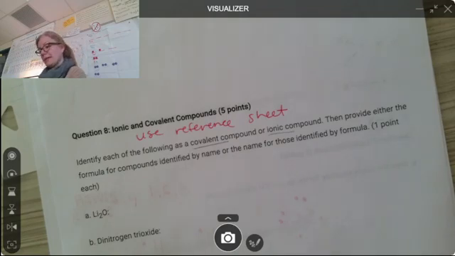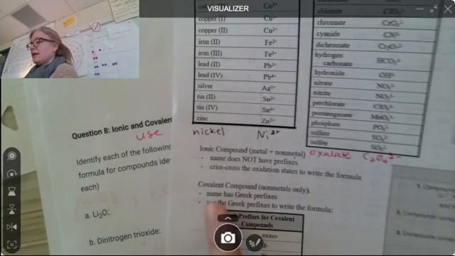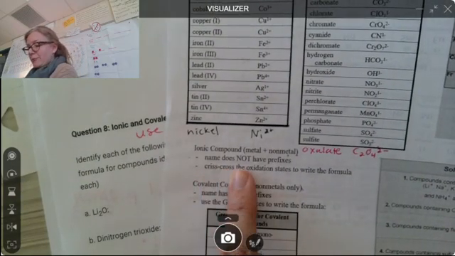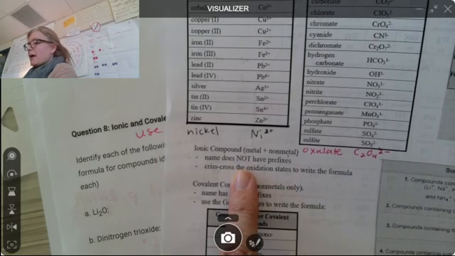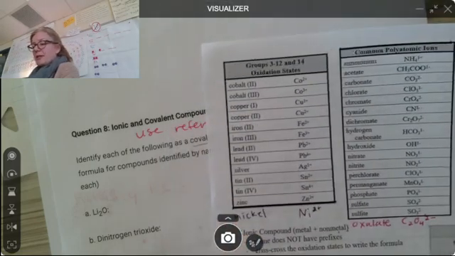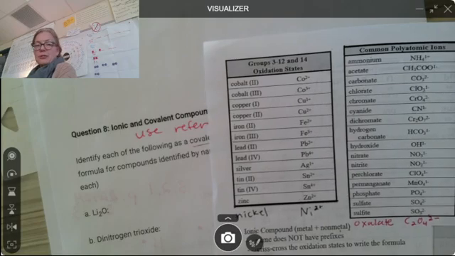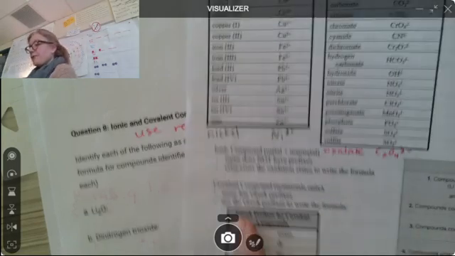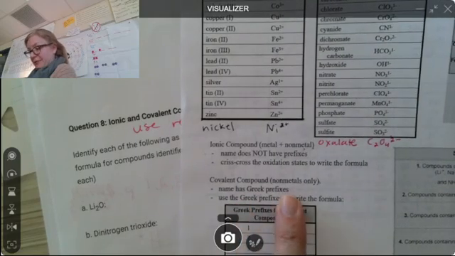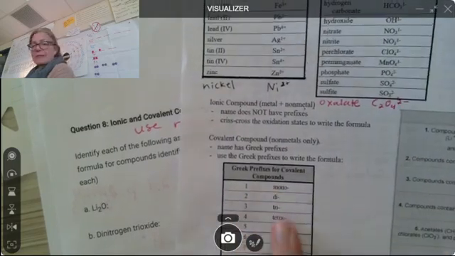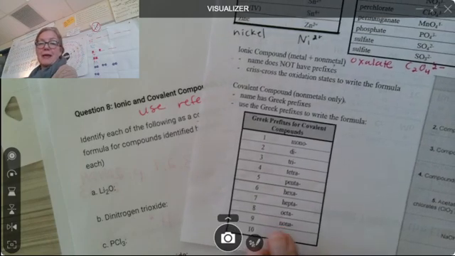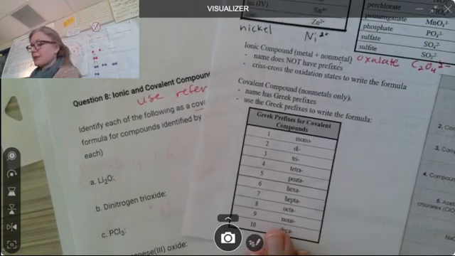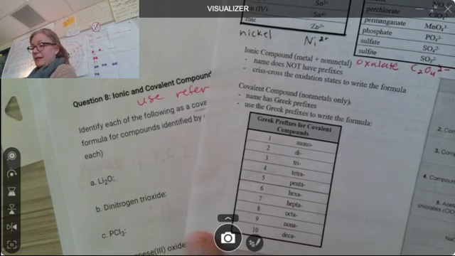Now, in terms of naming these, if it's ionic, the name does not have prefixes. So you just write the name of the first element and write the name of the second element and change the ending to IDE. If it's covalent, though, the name will have prefixes. So use these prefixes to indicate how many for covalent, but you only use these for covalent. You'll never see these in ionic. So that's how you write the name.